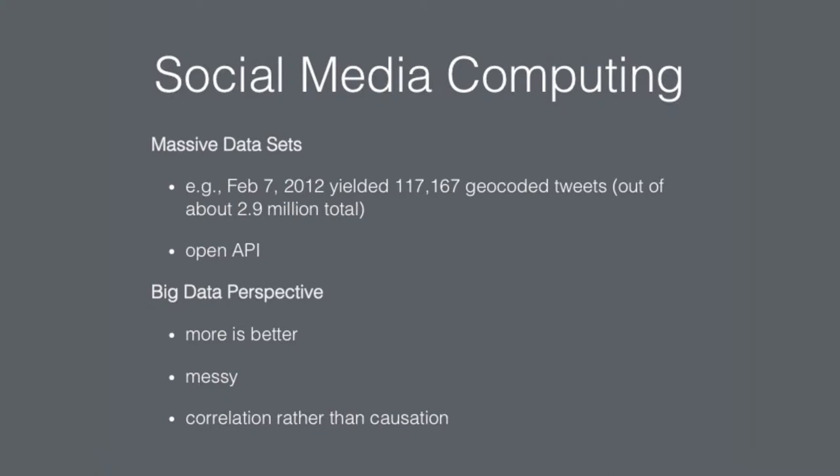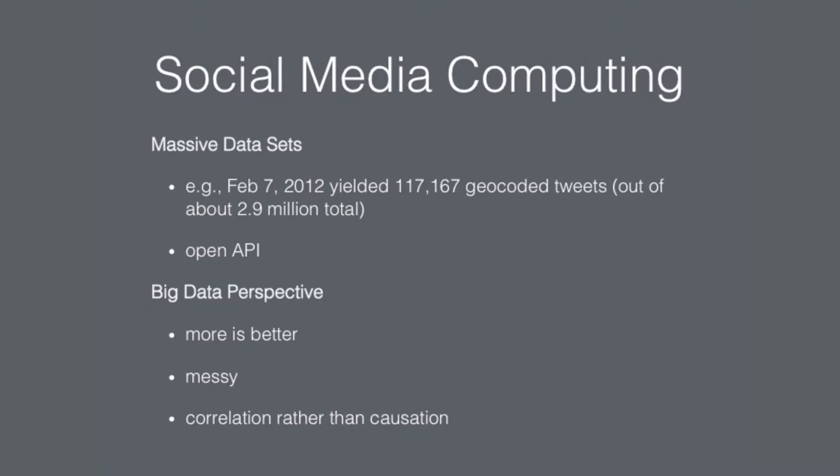And for example, in a single day, we have 117,000 geocoded tweets, and that is just 3-4% of the total. You have an open API, that means an application programming interface, which means if you know how to program, you can get the data, with some caveats, but basically you can get everything.